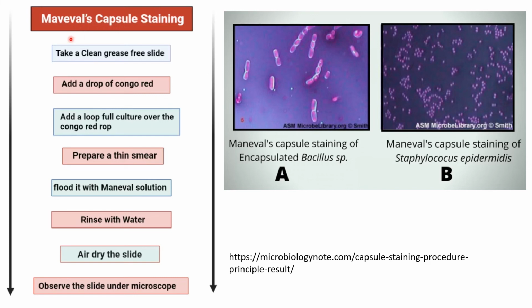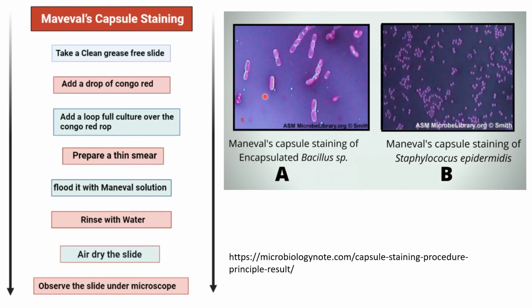So here we have Maneval's capsule staining. And of course, if you look at the protocol, there's no heat fixing. Okay, they just do air dry. First there's a grease-free slide, and then we add Congo red. We could use nigrosin instead of Congo red, and then after that we put the bacteria over the Congo red and prepare a thin smear. And then we flood the Maneval solution, rinse with water, air dry and observe under the microscope.